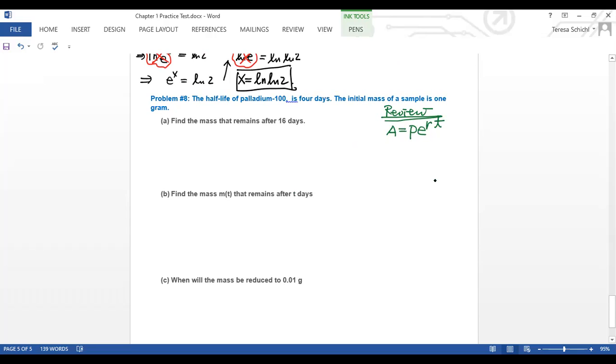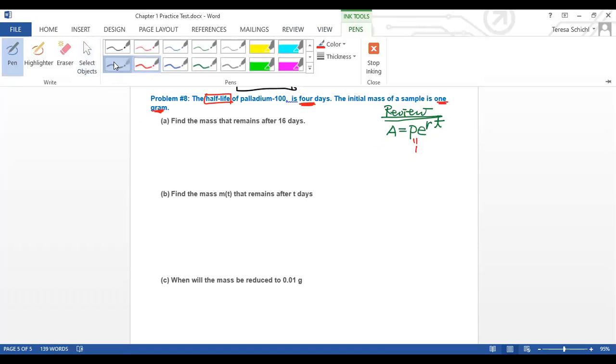Now the first problem: the half-life of palladium-100 is 4 days. That means after 4 days, it's going to drop to a half. The initial mass of the sample is 1 gram, so P is 1. Find the mass after 16 days.